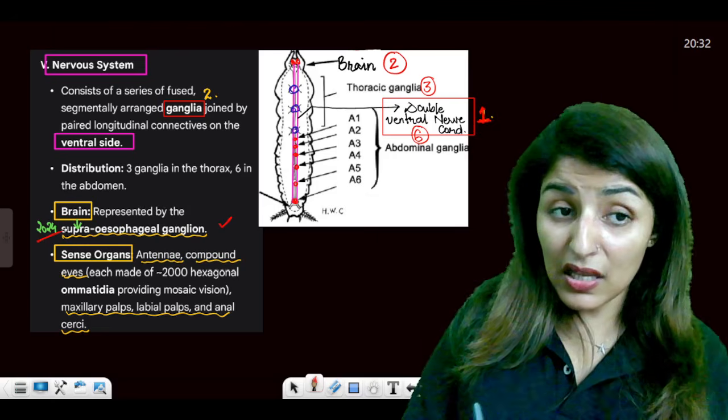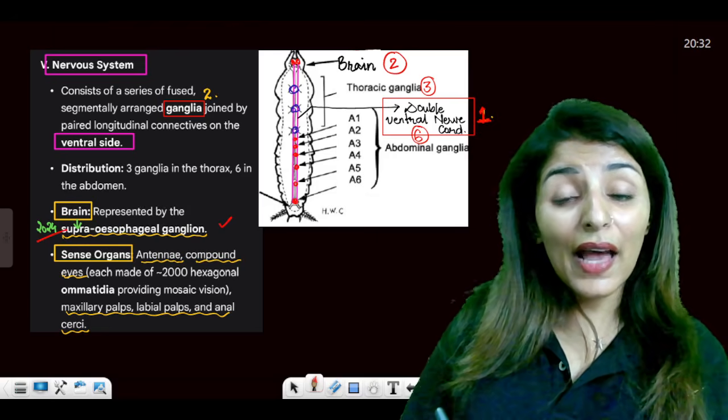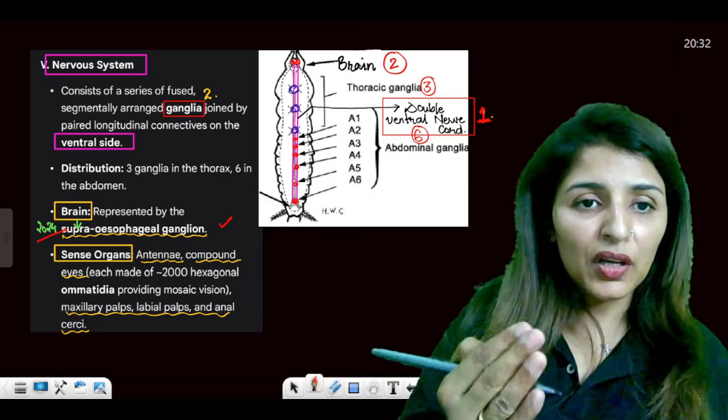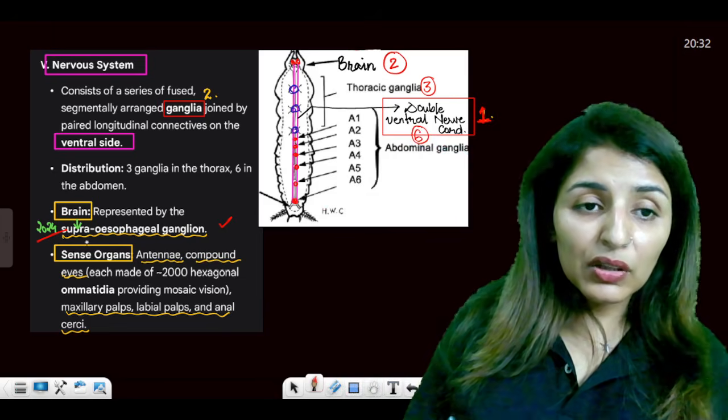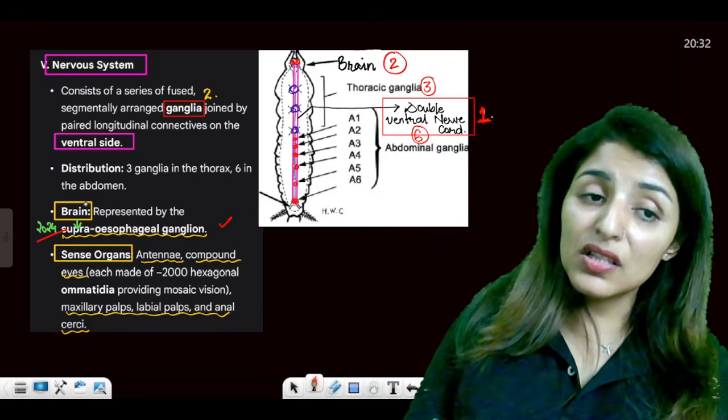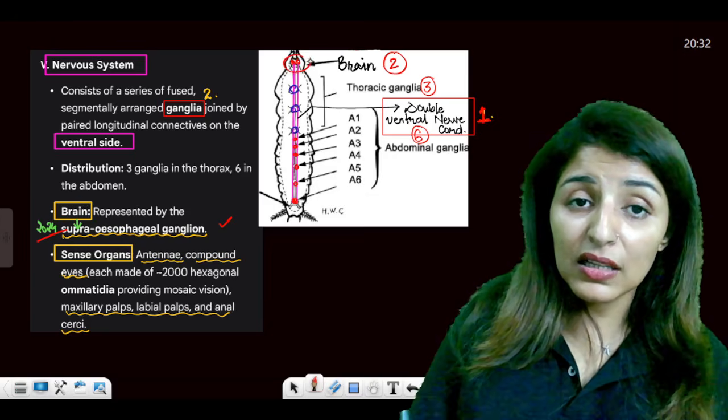Now, this question was asked in 2024. So, there are two ganglia which are present above the esophagus, hence the name supraesophageal. Now, these supraesophageal ganglia constitute the brain. So, this is the brain.